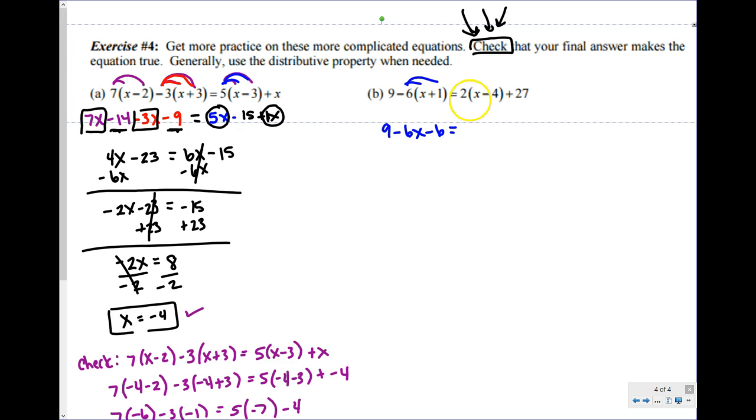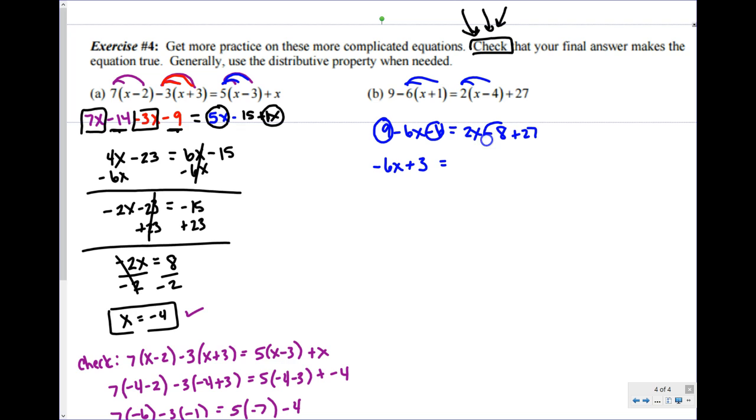Okay? Equals. Distribute the 2 times x and 4. So 2 times x is 2x. And 2 times negative 4 is negative 8. And bring down the 27. Now we're ready to combine like terms. I only see a 9 as a like term with negative 6. So I'm going to bring down the negative 6x, and 9 minus 6 is a positive 3.